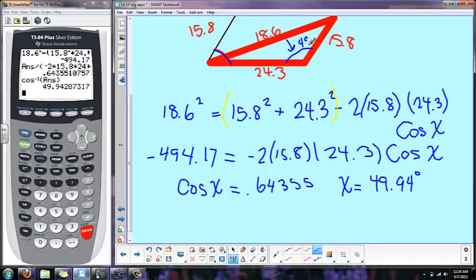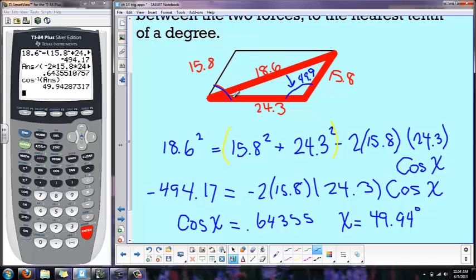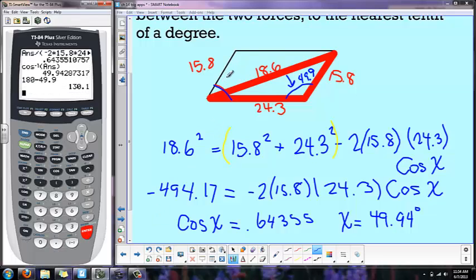But remember, that's not what the question was asking us for. It actually wanted to know what this angle was equal to. So now that I figured out this, I know that that angle and that angle add up to 180. So I can do 180 minus 49.9. And I know that this angle, which was what I wanted originally, is 130.1 degrees. That is my final answer.